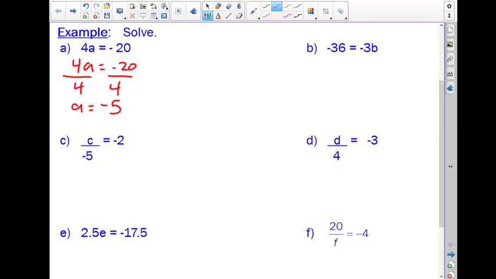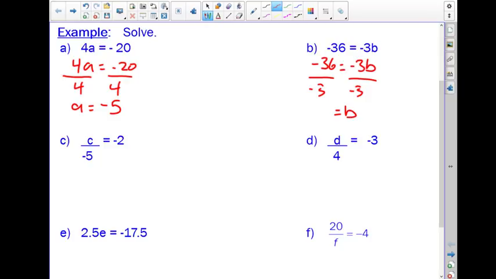Question B. Negative 36 equals negative 3b. Again, we'll rewrite both sides, and then we will ask ourselves, what's the operation that's happening between the negative 3 and the b? And again, it's multiplying because there's a letter right beside a number. So we're going to do the opposite, which is divide, and we'll divide both sides by what we're trying to get rid of, which is that negative 3. And make sure you divide by negative 3. You're not just dividing by 3. So negative 3 divided by negative 3, well, that's just 1.